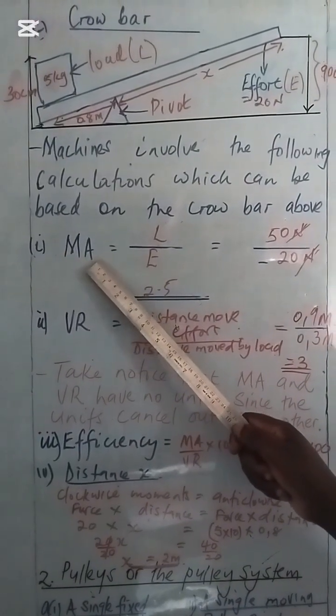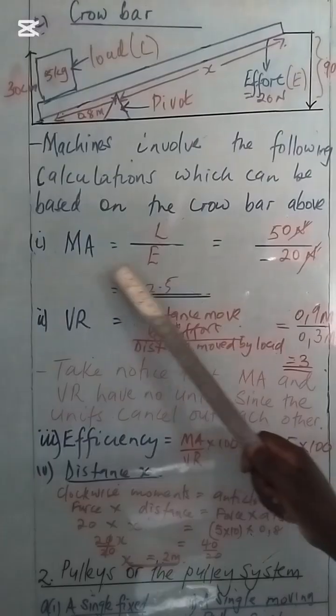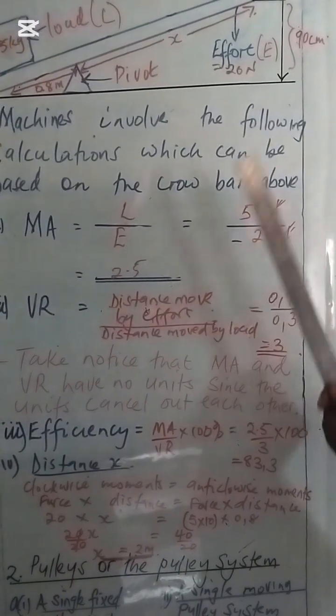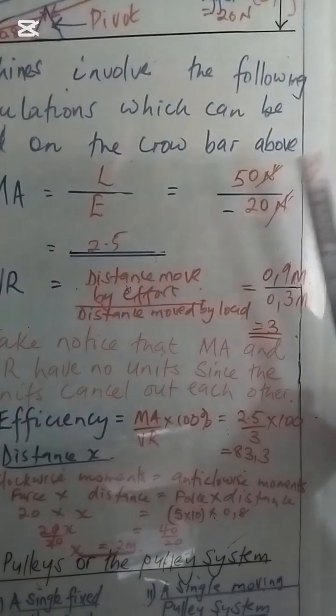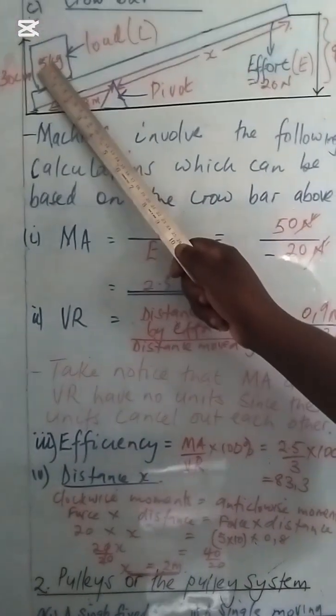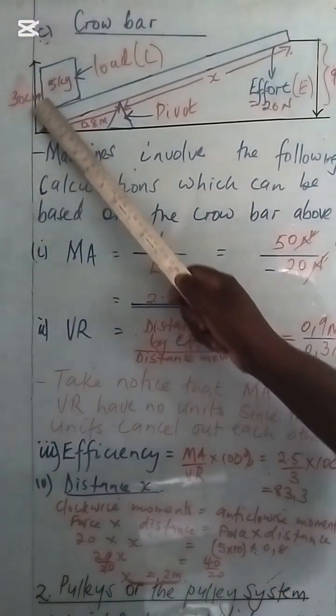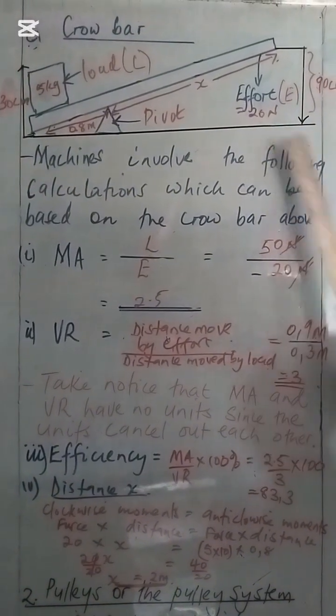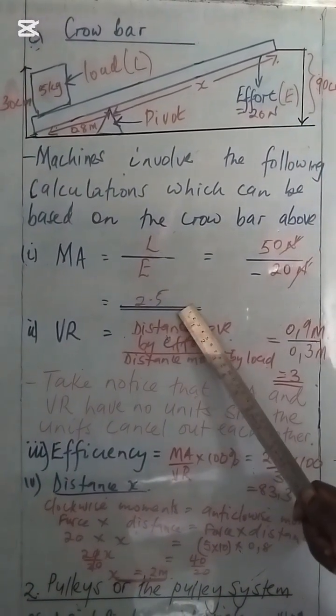Mechanical advantage, abbreviated as MA, is equal to load divided by effort. In this example, our load is 50. How do we get 50? 5 times 10 to get 50. Then 20 newtons, then MA is 2.5.